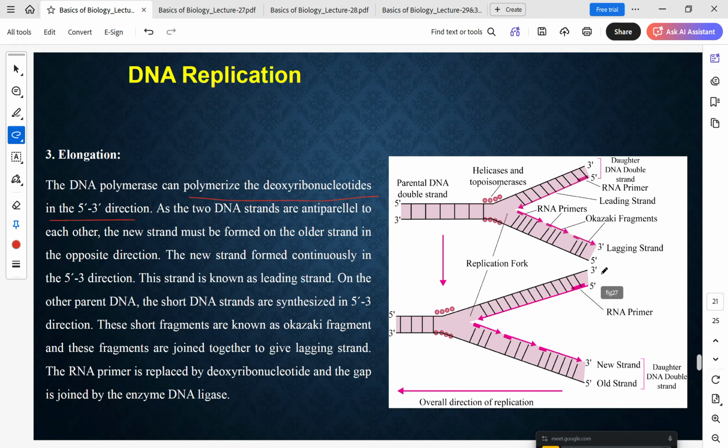The strand in which there's a continuous synthesis is known as the leading strand. The other strand is called the lagging strand. The copying happens in short bursts in 5' to 3' direction. So this is the 5' where the replication fork is, the copying happens, and there are multiple RNA primers in this case. These short sequences are known as Okazaki fragments, and these fragments are later joined to give rise to the lagging strand.